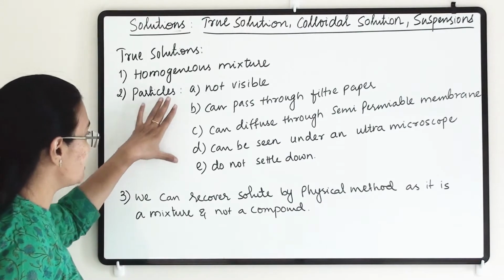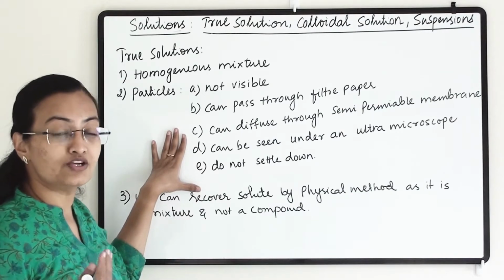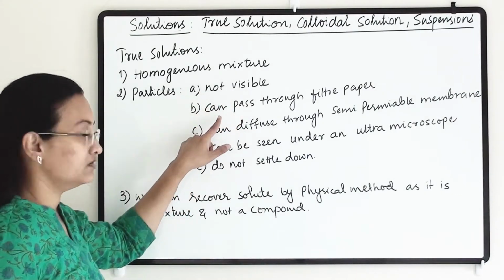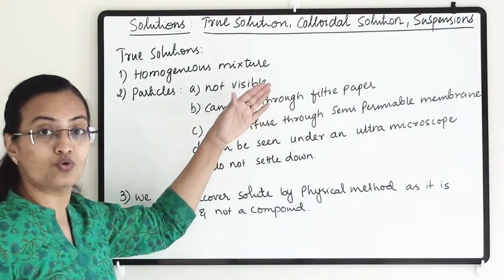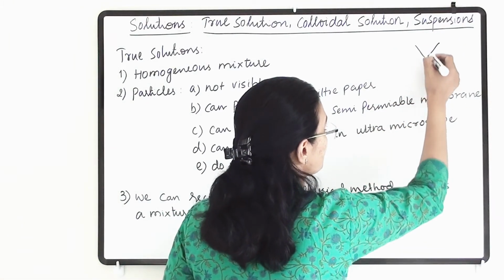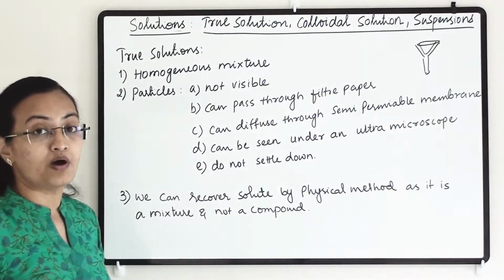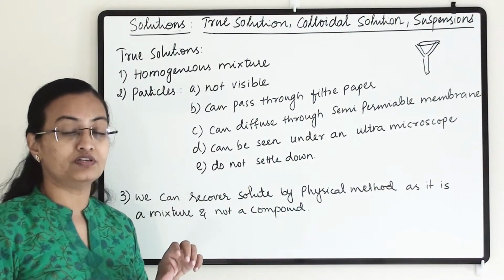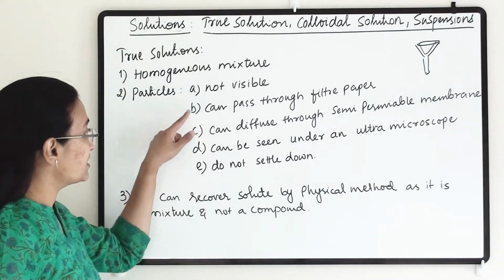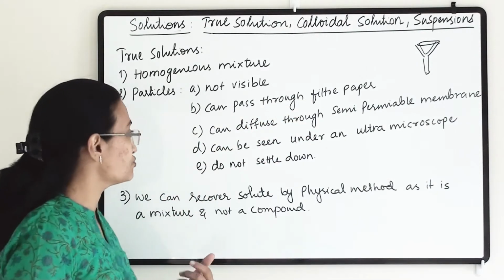Second is particles. These are the characteristic properties of the particles, how they should be and how they should mix into the solvent. First, they should not be visible once they get mixed. The solution can pass through a filter paper, and so can the solute. We know that when we keep a glass funnel and put a filter paper in it, this solution should pass through the filter paper, and on top of the filter paper the solute should not remain. It should pass along with the solvent. So it can pass through a filter paper, because the solute should be that evenly mixed in the solvent.